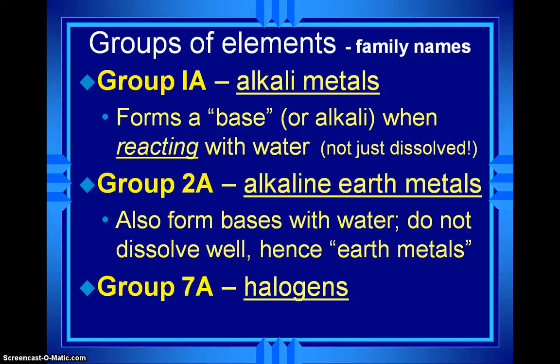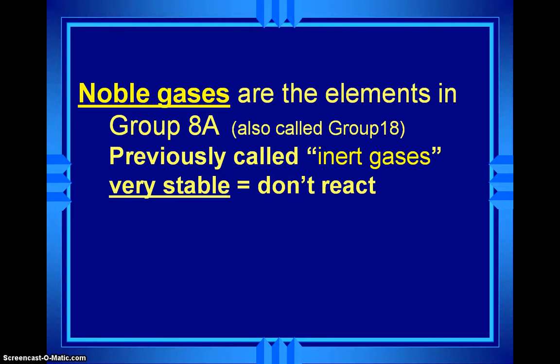Then we have other columns, and group 7A, the 7th column, we call halogens. The prefix halo means salt. So halogens are salt formers, which we'll find out what that means a little later in the unit when we start talking about ionic bonds and their formation. The last group that has a specific name is the noble gases, group 8A, or sometimes called group 18. They're the farthest right group on the periodic table. They used to be called inert gases. They're very stable, and they typically do not react.